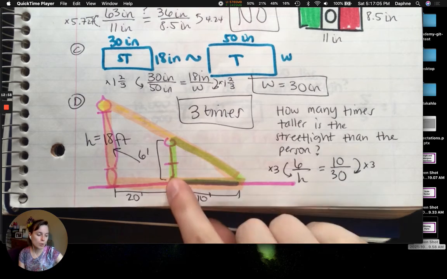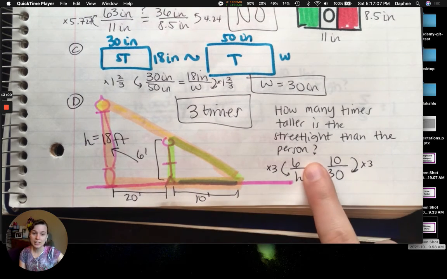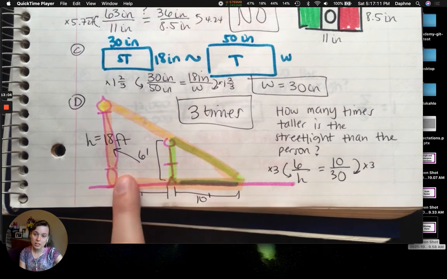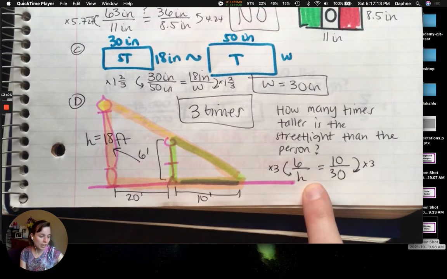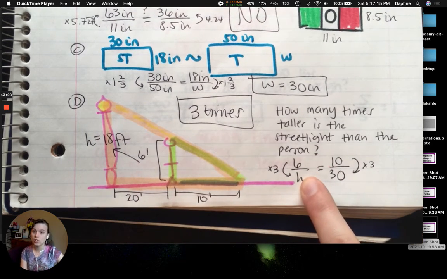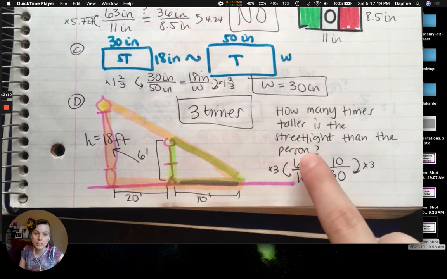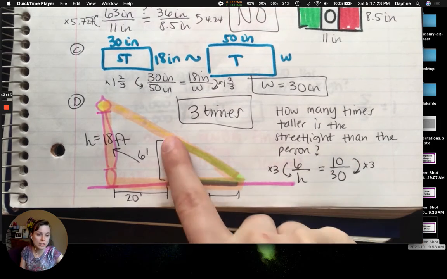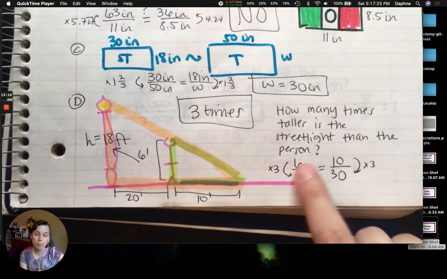So the 6 foot person is 10 feet away, so 6 is being related to 10, and then the height, I just used H, so the height of the person, the height of the lamppost. They mean the same thing. They're similar to each other, so they're being compared, 6 and H. 6 and 10 are in the same triangle, this green triangle here, so they're being related.